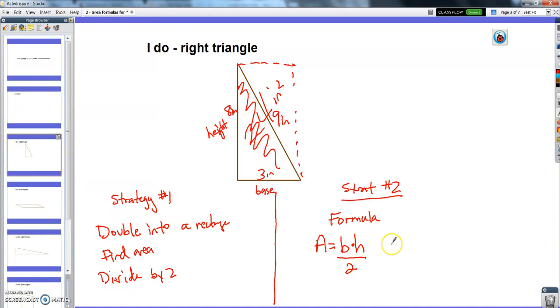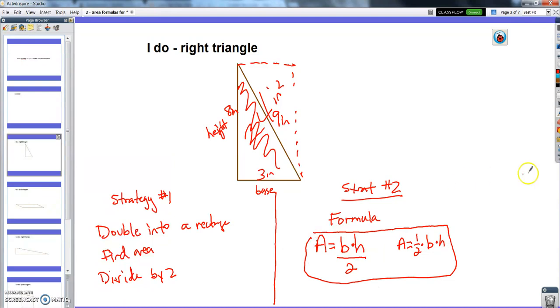Another way you'll see that formula written is the base times the height, and instead of dividing it by 2, you often see it written as times 1/2, which is the same thing. If I multiply the base times the height, I can either multiply by 1/2 or divide by 2.